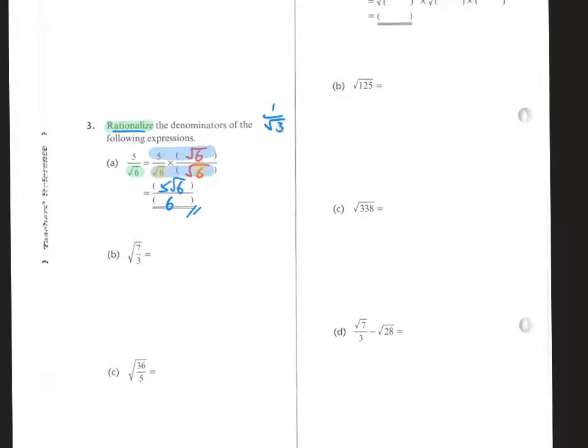Now 1 over square root 3 as another example. You multiply square root 3 up and down. Personally, I like to write it in one very big fraction. Then you have square root 3 over 3 finally.